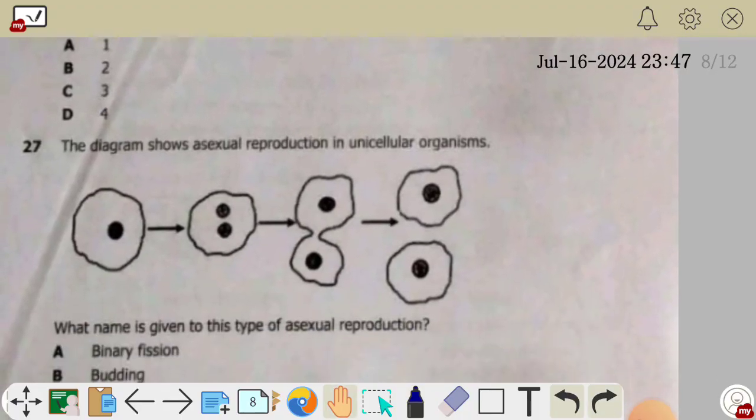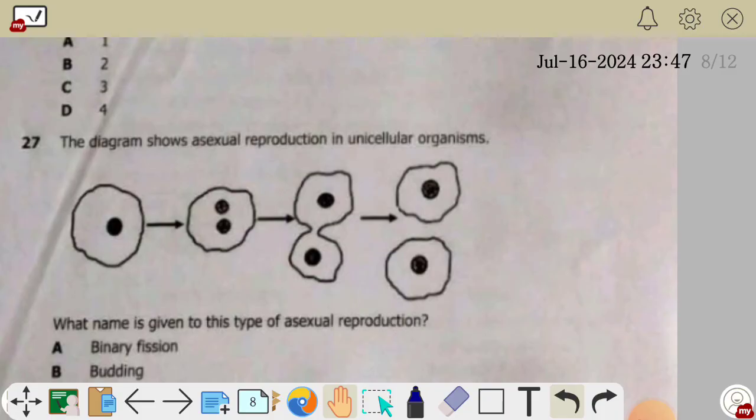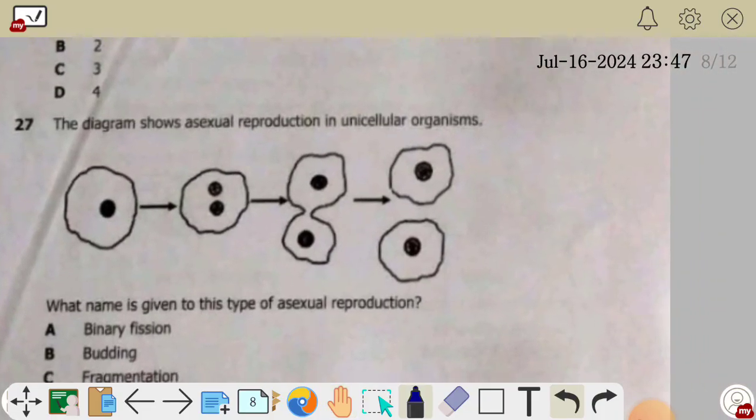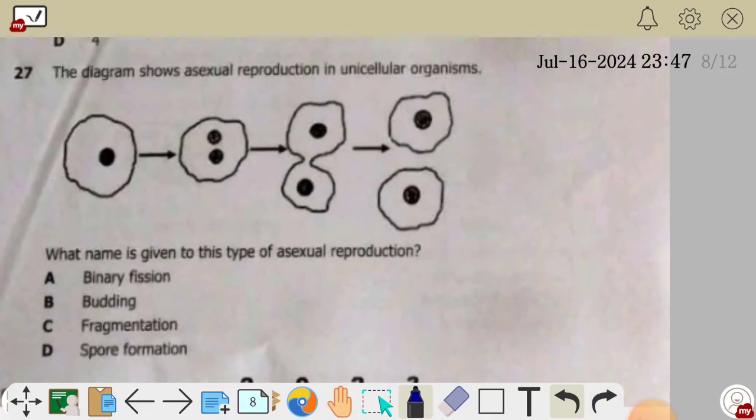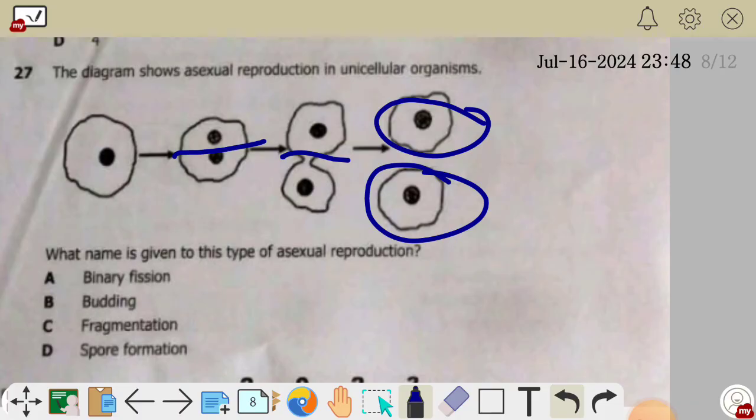Question 27. The diagram shows asexual reproduction in a unicellular organism. So this is asexual reproduction. What name is given to the type of asexual reproduction? A, binary fission, B, budding, C, fragmentation, and D, spore formation. So in this diagram here, where we have an adult cell dividing in the middle and forming cells of equal size, that is what we call binary fission.